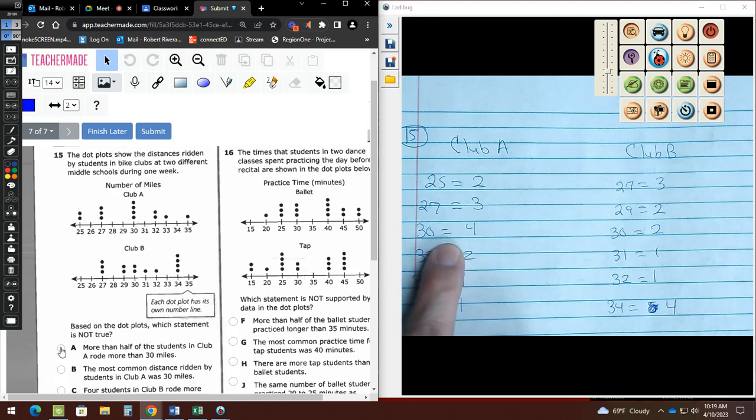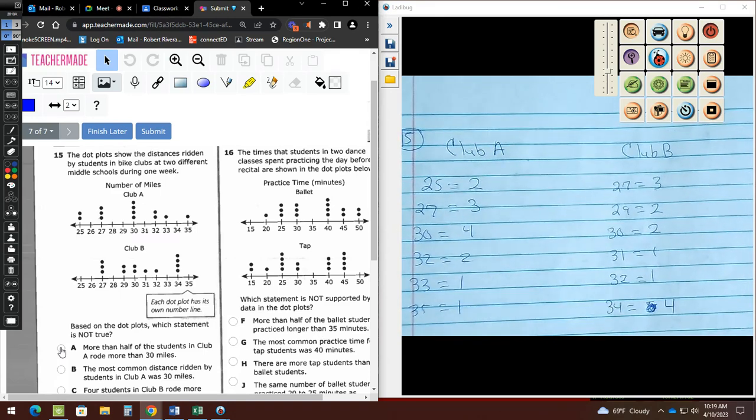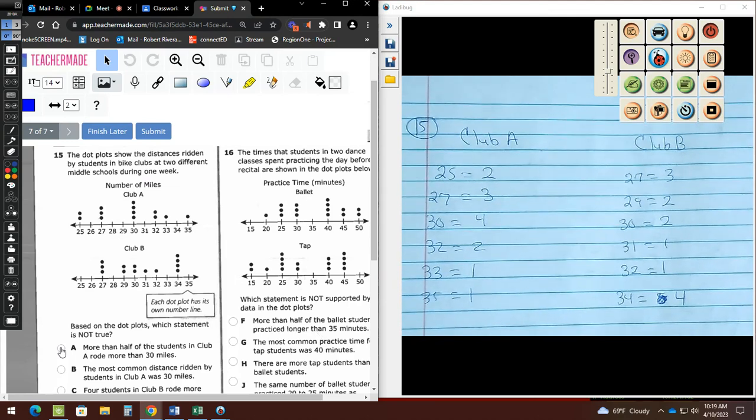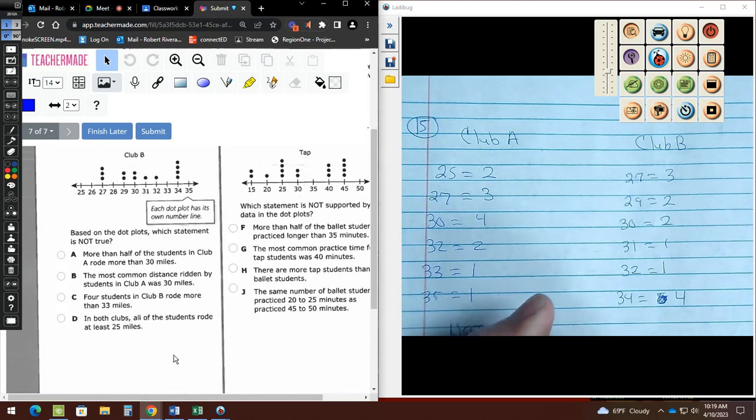30. Good job, Billy. How many times did 30 occur? 4. Let's try Club B. Who's the most popular in Club B? 34. Okay? Just so you know, mode means who occurred the most often. The one that has more dots is the one that occurred the most often, right? Letter A. They want the one that is not true, so they put "not true" already, so we won't get confused.